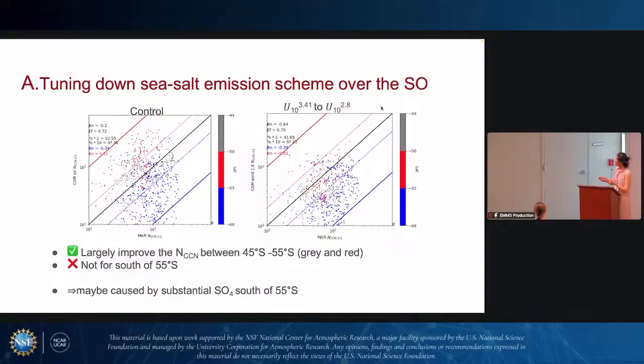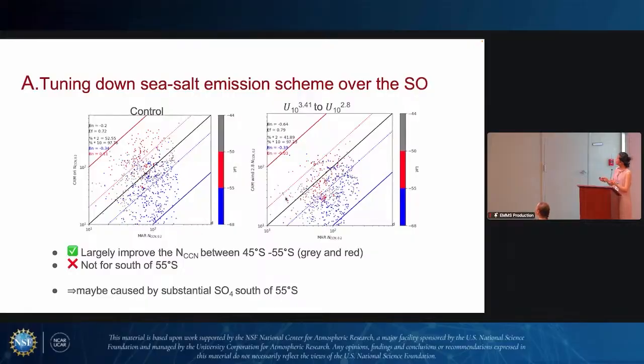As you can see from the control run on the left and the wind speed updated run on the right, the CCN between 44 and 55 are largely improved because they are closer to the diagonal line here, while those blue dots representing the CCN south of 55 are not largely improved, potentially caused by the potential sulfate over this area.